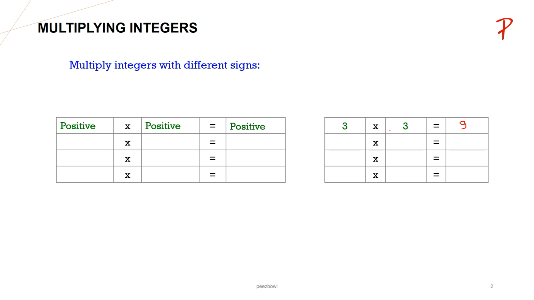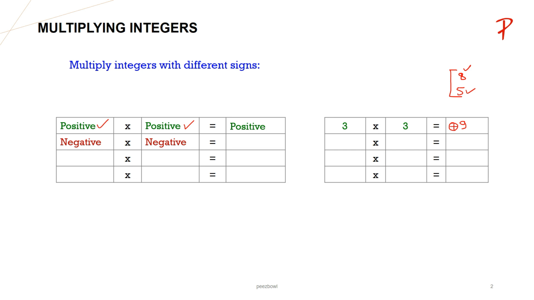Because when two positive integers are multiplied, as you see in this table, the result of the multiplication is a positive integer, right? So the result of 3 multiplied by 3 is 9. We do not write a plus sign in front of any positive number or integer because this is understood, right? If something is written as 5 or 8 or any number, then it is understood that this is a positive integer, right? Okay, now let us multiply two negative integers.